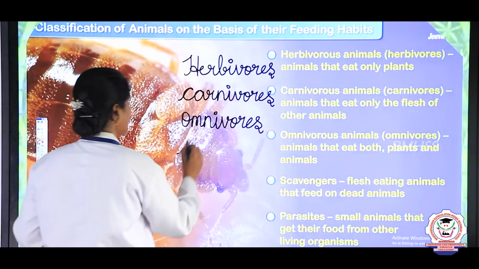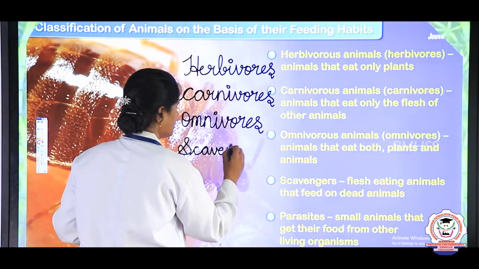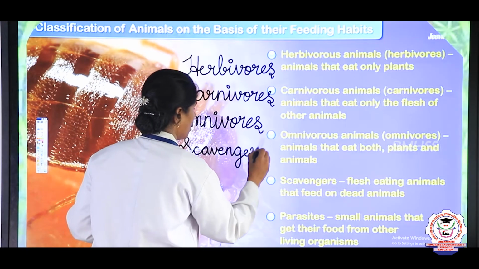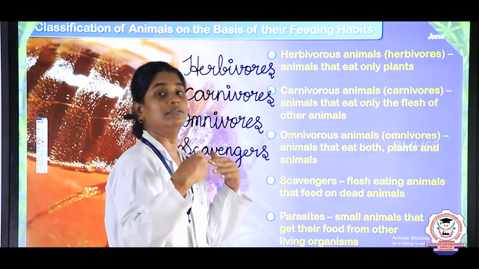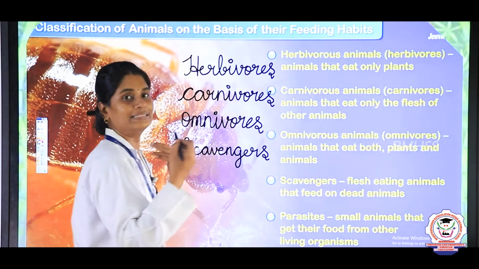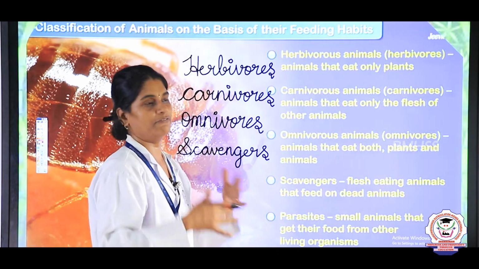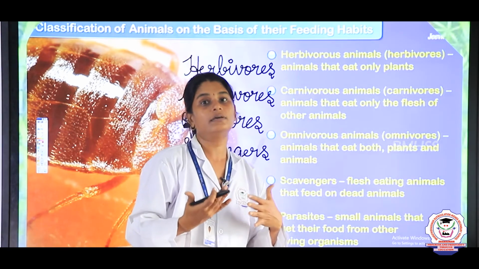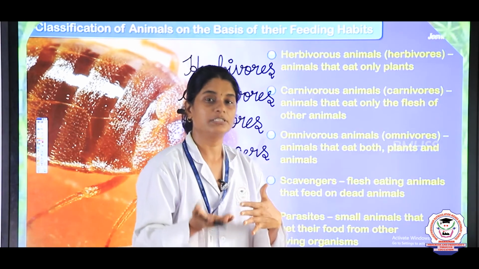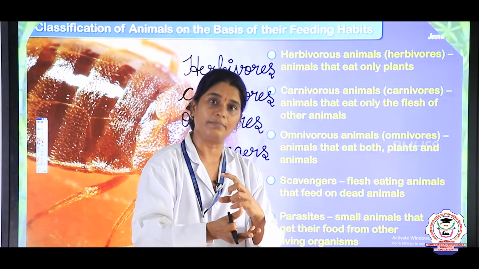The next one, scavengers. The scavengers eat the dead animals, like jackal and vulture. If you see lion and tiger, they will not eat the dead animals. They will eat animals, but freshly, they will hunt the animal.